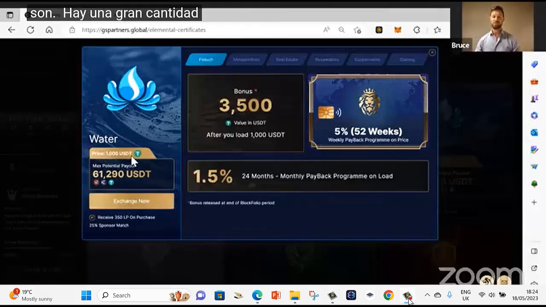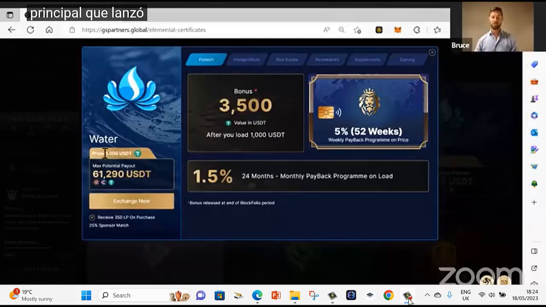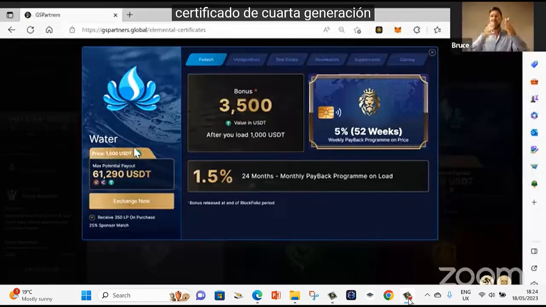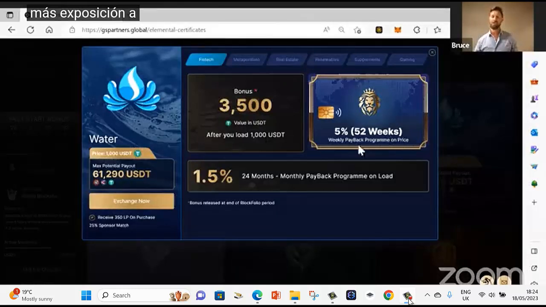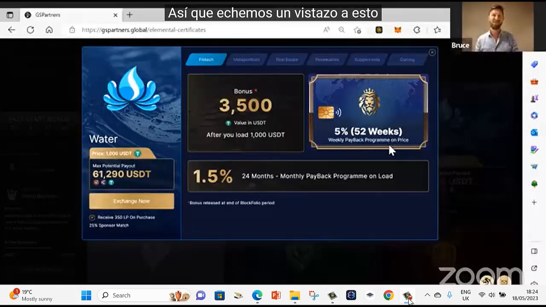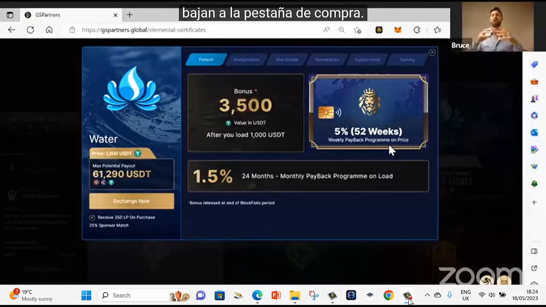This certificate will cost me a once-off payment of 1,000 USDT or the equivalent. Might be Bitcoin, it might be Ethereum. Once I purchase this, it sits inactive until I load one of these block folios. I have to load one of these block folios within the first 52 weeks. In other words, if I purchase the certificate and do nothing with it for 53 weeks, it becomes void. It no longer is operational.